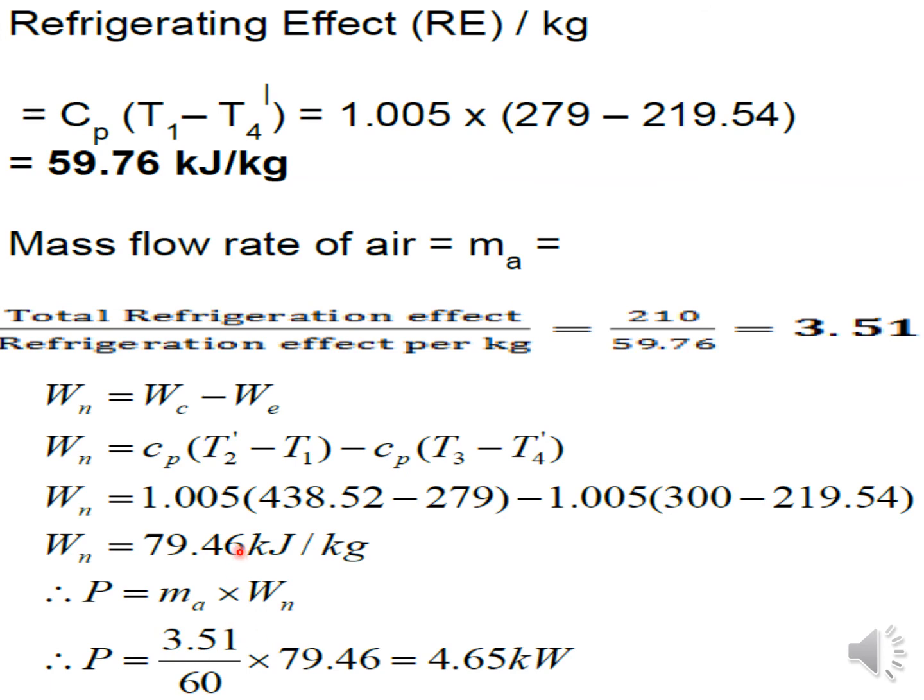Ma is in terms of what? This one kilojoules per kg per minute, I think so. So kg per minute, we just divide by 60, will get kilowatts. 79.46 is what W net. So 4.65 kilowatt you are going to get as the answer.